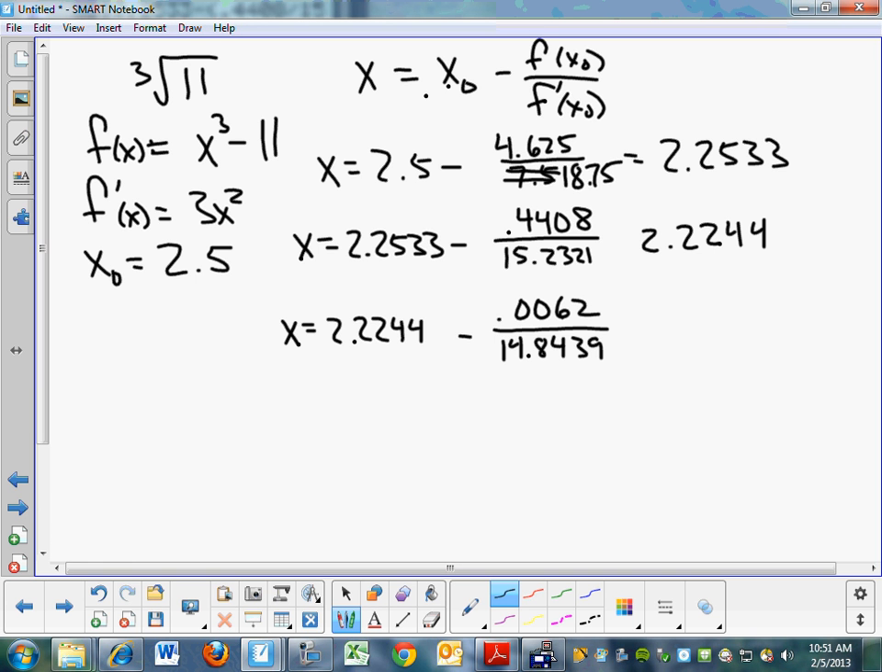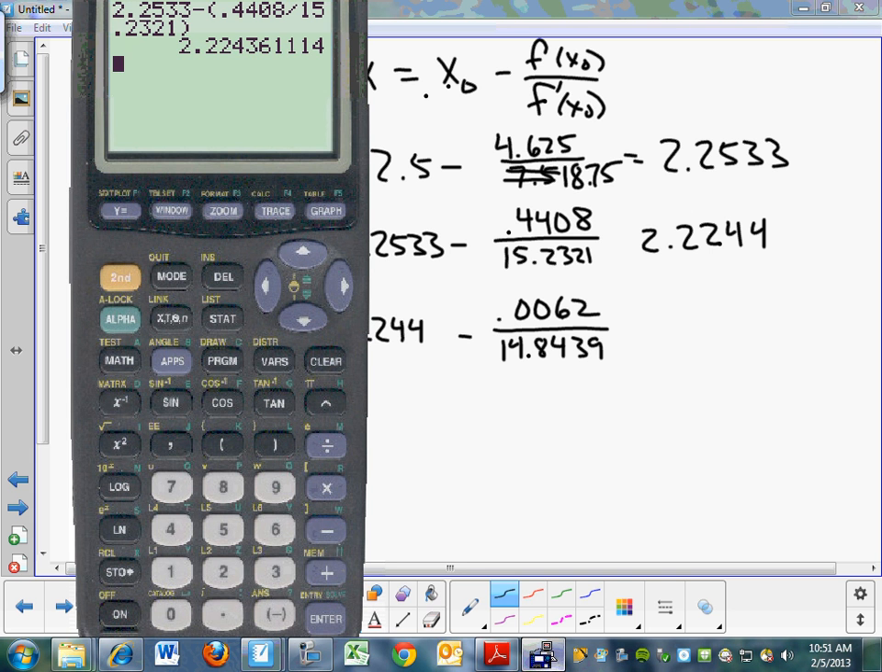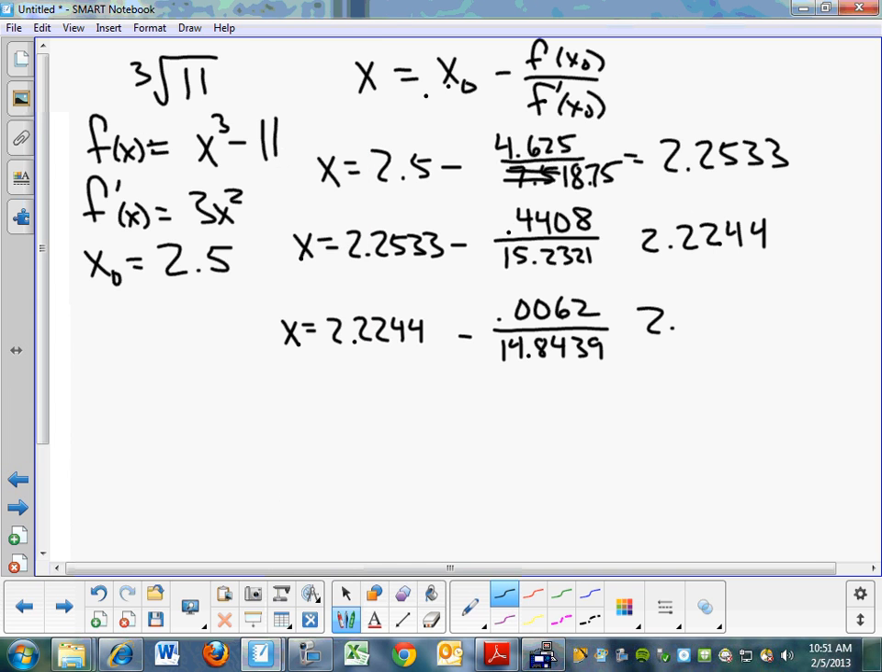And so we're going to come in pretty close here. Let's give this a shot. 2.2244 minus parentheses 0.0062 divided by 14.8439. 2.2240, huh? The numerator really ends up being an estimation for your error. You would have to do it once more.